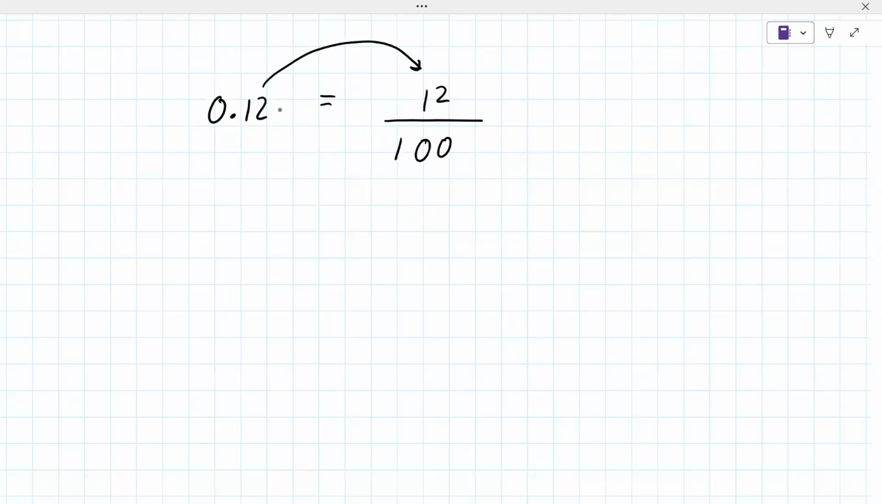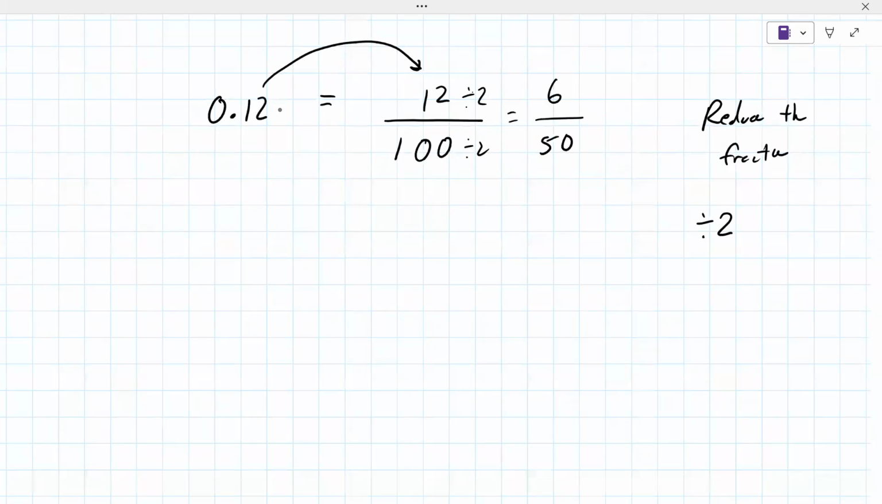Have you seen this before? No. Okay, well, we'll see how this goes. Now, the more important part is to reduce the fraction. So you start by dividing by 2, top and bottom. So what is 12 divided by 2? What is 100 divided by 2? 12 divided by 2 is 6. And then 100 divided by 2 is 50.